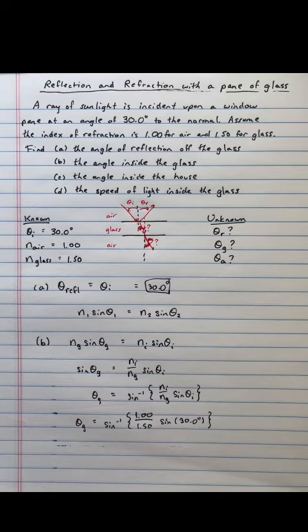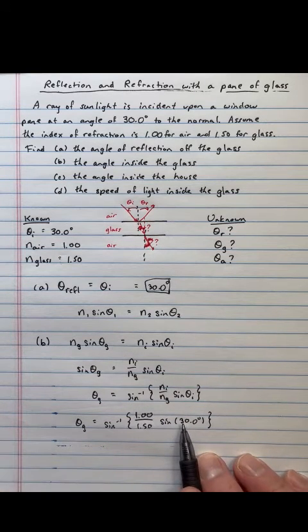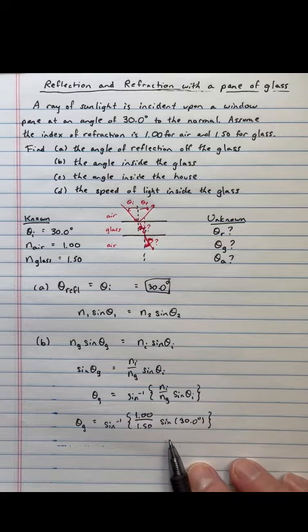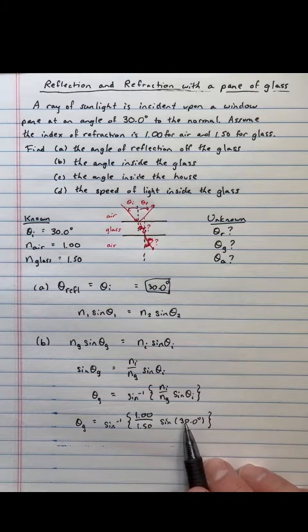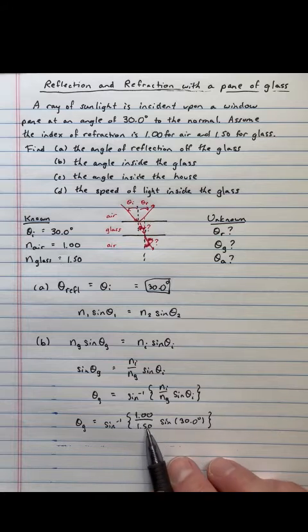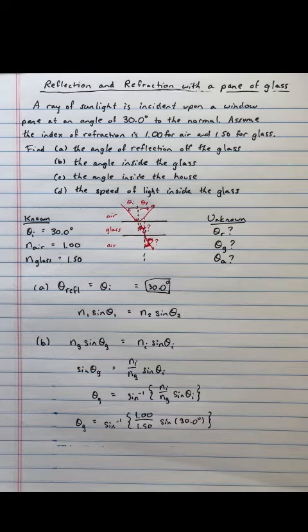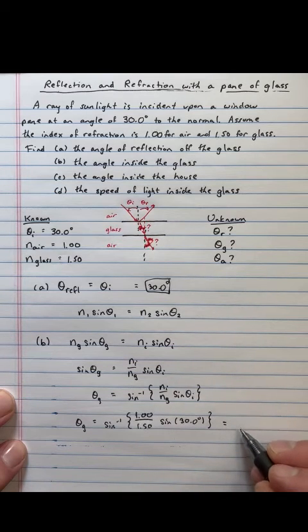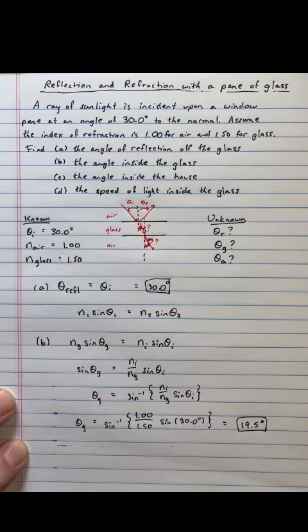So, what do we get? Well, the sine of 30 degrees is 1/2, right? And so we have a 1/2 here. We have 1 divided by 1.5, which is 2/3. You end up with the inverse sine of 1/3, if you like. And the angle itself, if you end up calculating that very carefully, is 19.5 degrees.